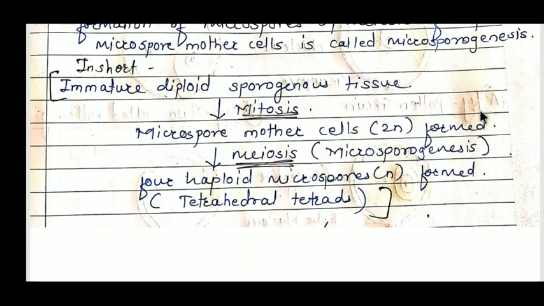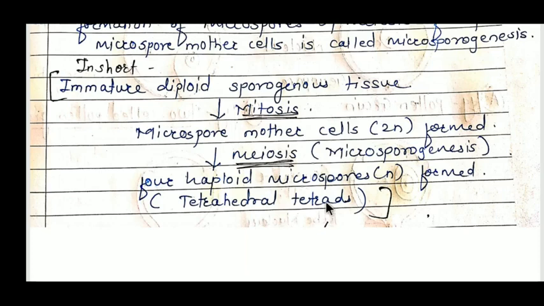Now this microspore mother cell has the capacity to produce microspores by the process of meiosis. Meiosis is reductional division. There is a difference between mitosis and meiosis: mitosis is equational division, while meiosis is reductional division. When the microspore mother cell undergoes meiosis, that process is called microsporogenesis, because in this process we get microspores which are haploid in nature. A single mother cell provides 4 haploid cells. That's why they are called tetrahedral tetrads. So this is all about TS of anther.